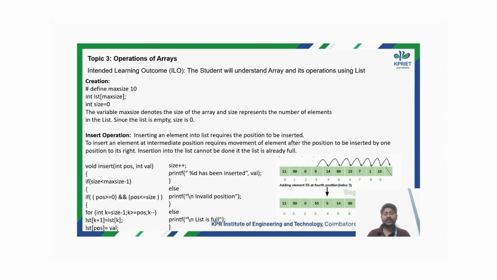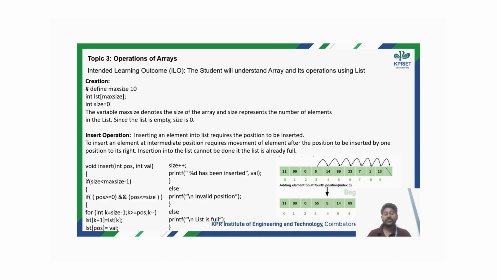This can be done with the help of coding. In the coding, what you have done is void insert int pos and int val. Pos is position and val is value. So we are writing a function for inserting. First we have to determine what position you are going to enter, then you have to define which element you are going to enter in that position.